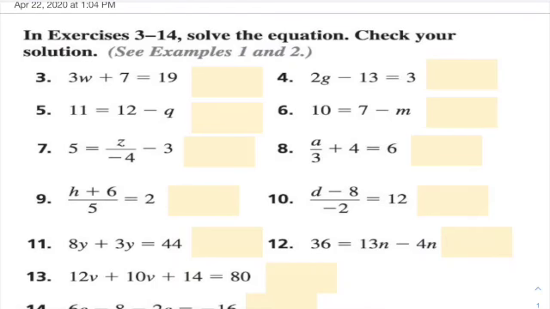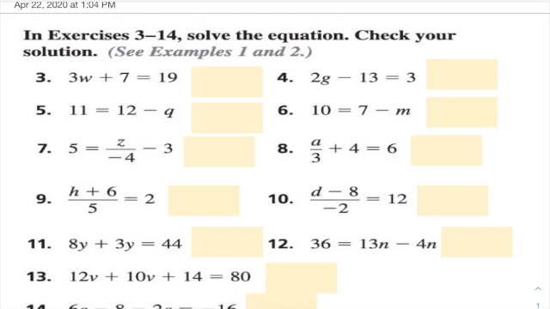Okay, so we are solving multi-step equations, and I'm going to do the odd problems, and that should help you for the even problems. So we'll see how this goes. Okay, so number 3 is just a basic two-step equation.